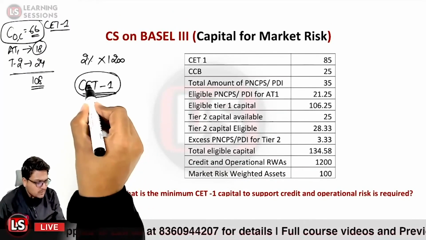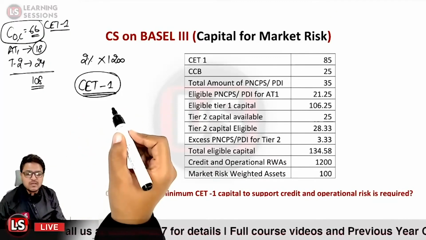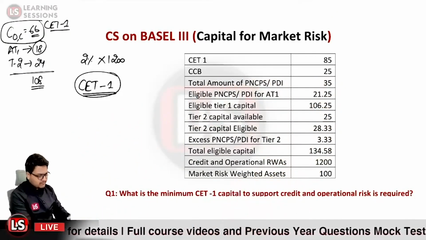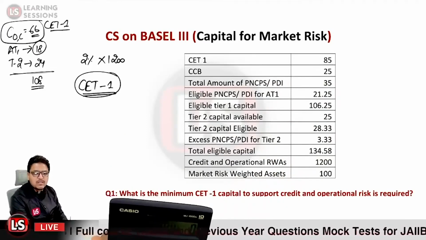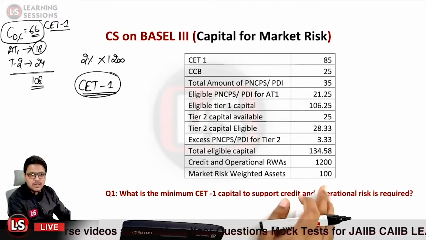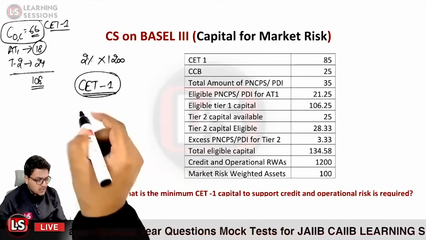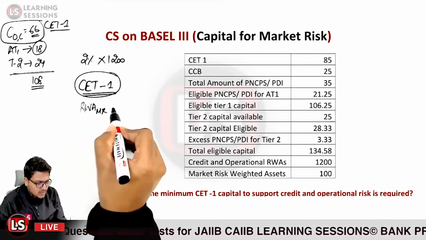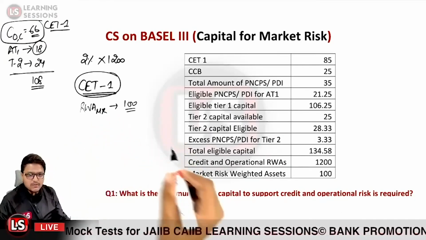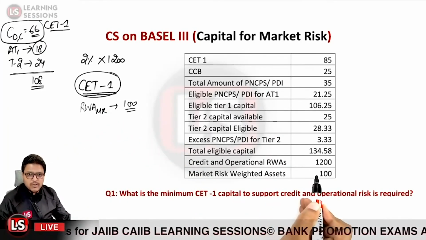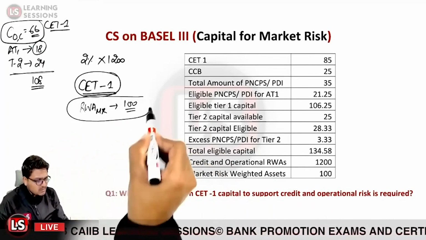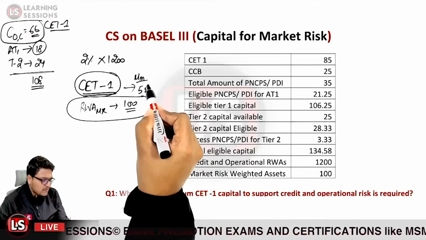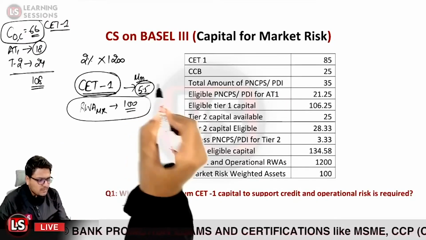So first of all, we will be looking at the factor. The CET1 over here is given to be 85. And the risk weighted assets for the market risk are given to be 100 at the very last over here. So as per that, the minimum level of the CET1 that can be maintained is 5.5%. But that is a minimum value.